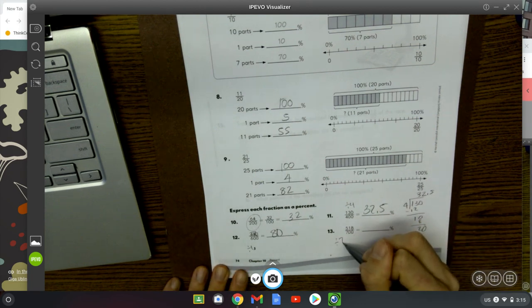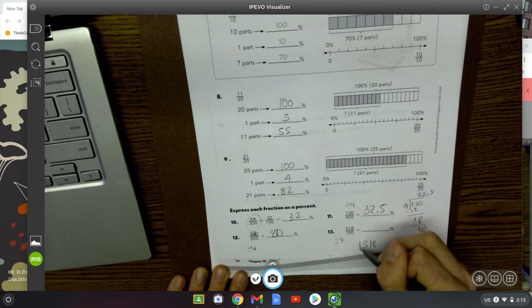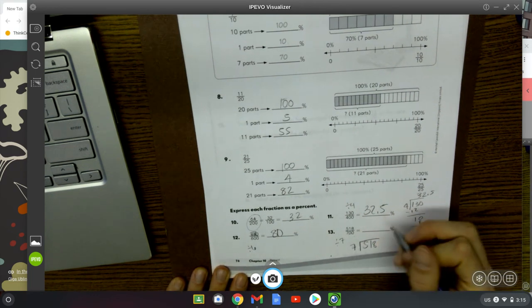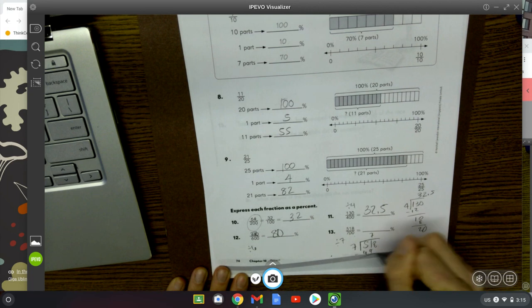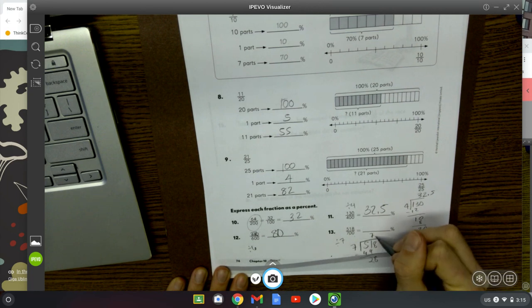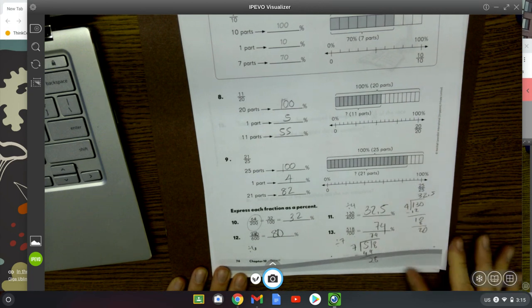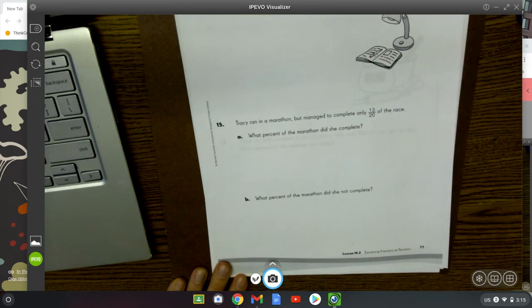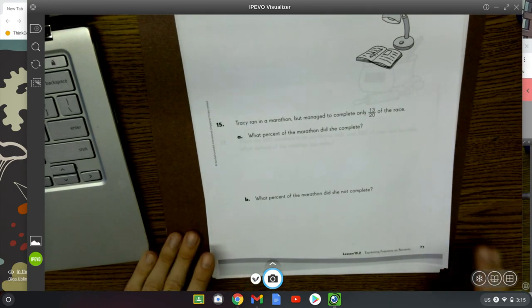So we're going to divide by 7. 518 divided by 7. 7 goes into 51 7 times. 49, 28. 7 goes in 4 times, 74%. And that makes sense. All right, some word problems.